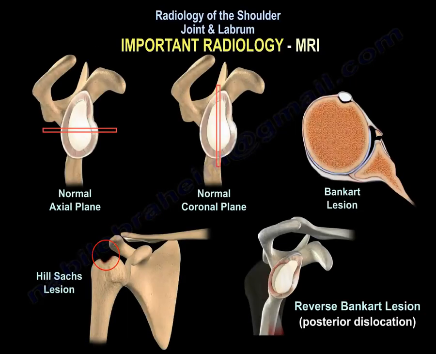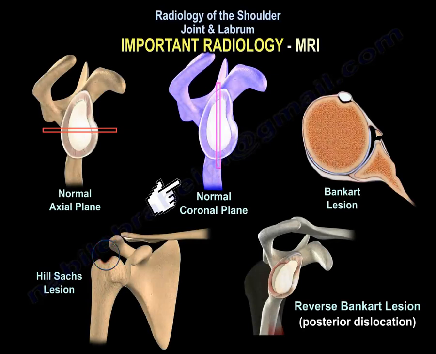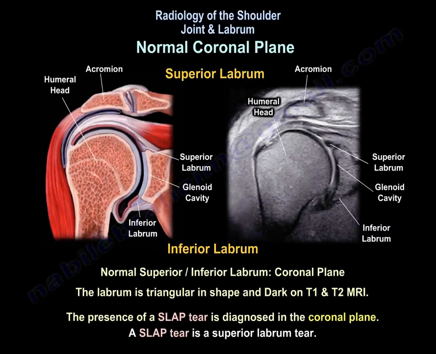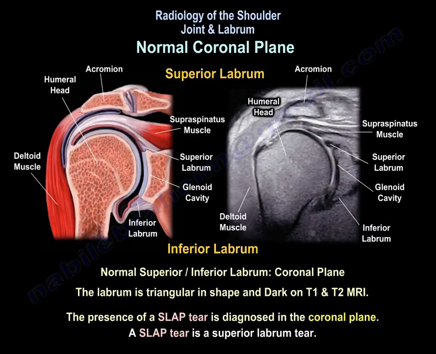How about the normal coronal plane? You can see the normal superior inferior labrum in the coronal plane. The labrum is triangular in shape and dark in T1 and T2. The presence of a SLAP tear is diagnosed in the coronal plane. SLAP tear is a superior labrum tear.